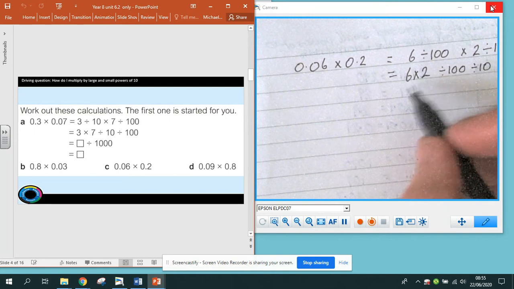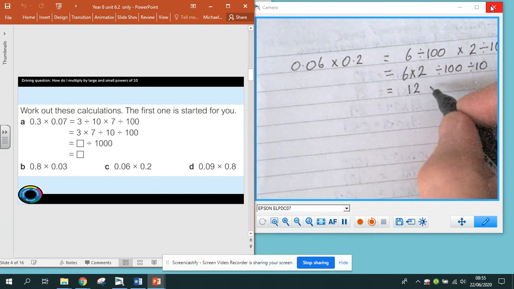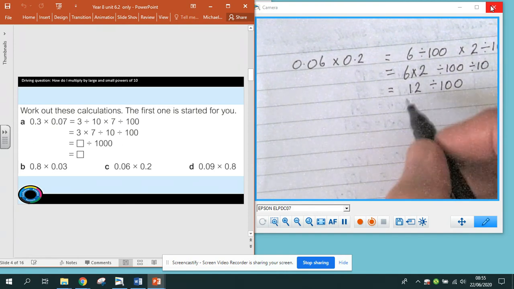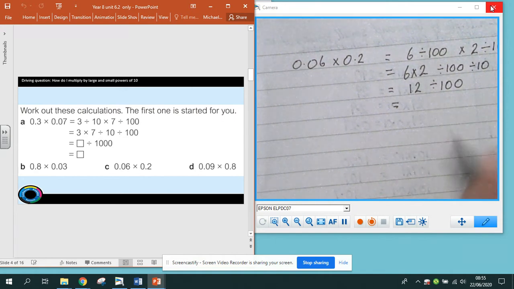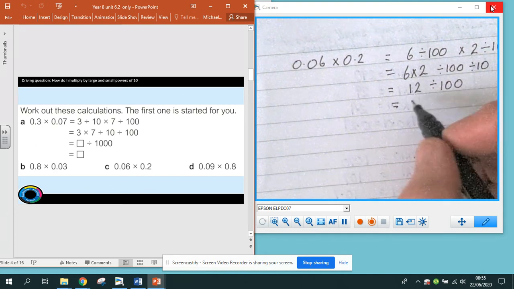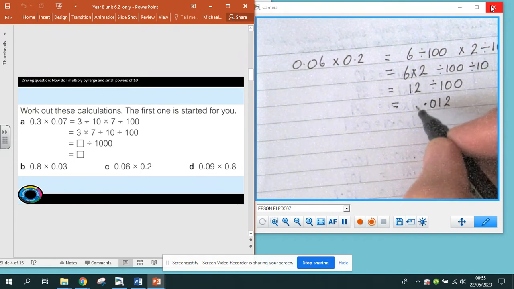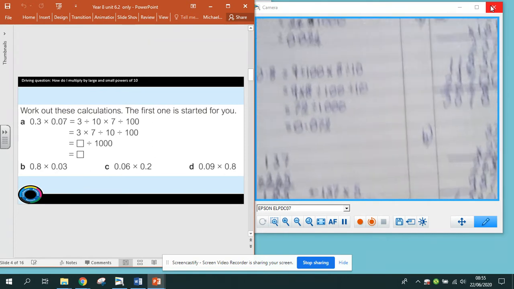So then I work my multipliers out. 6 times 2 is 12. Divided by 100 divided by 10 is going to be the same as divided by 10 divided by 100, so that's going to be 1,000. So now to finish off, I've got to do 12 divided by 1,000, which means, once again, I've got to move the numbers 3 places. Well, it starts here. I can write down my decimal point. Now I need to fill in that space, so I have to put a naught in there. So my answer is 0.012. Hope that makes sense.